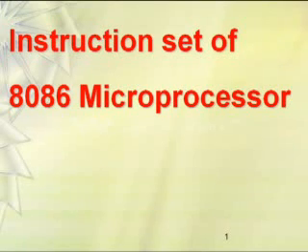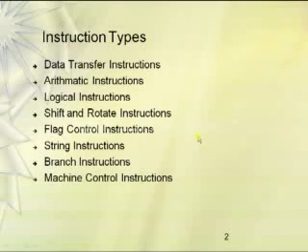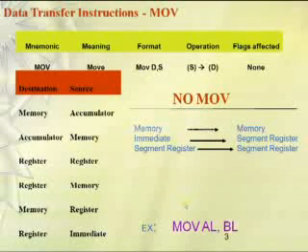Now, let us see the instructions which are supported by the 8086 microprocessor. These are the instructions supported by 8086: data transfer instructions, arithmetic instructions, logical instructions, shift and rotate instructions, flag control instructions, string instructions, branch instructions, and then machine control instructions. Initially, we'll start our discussion with data transfer instructions.